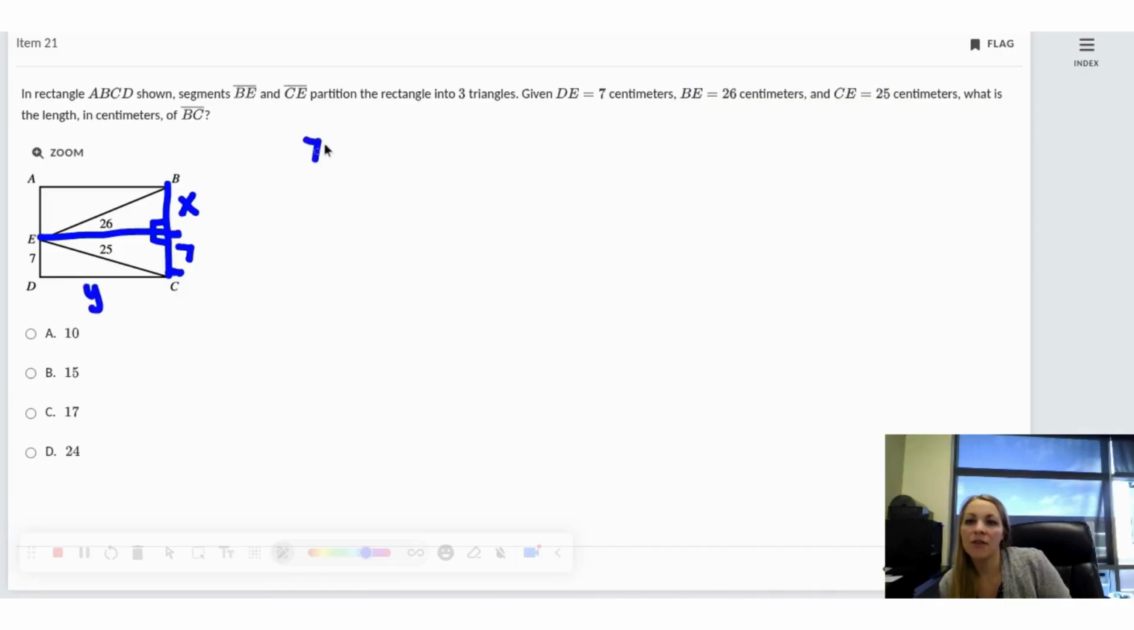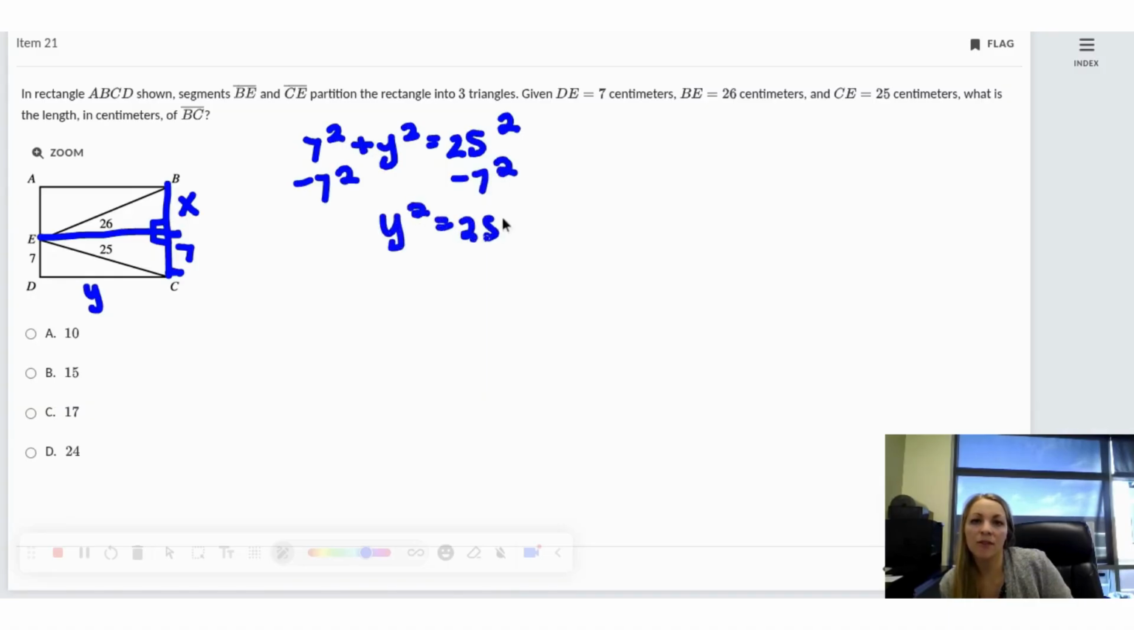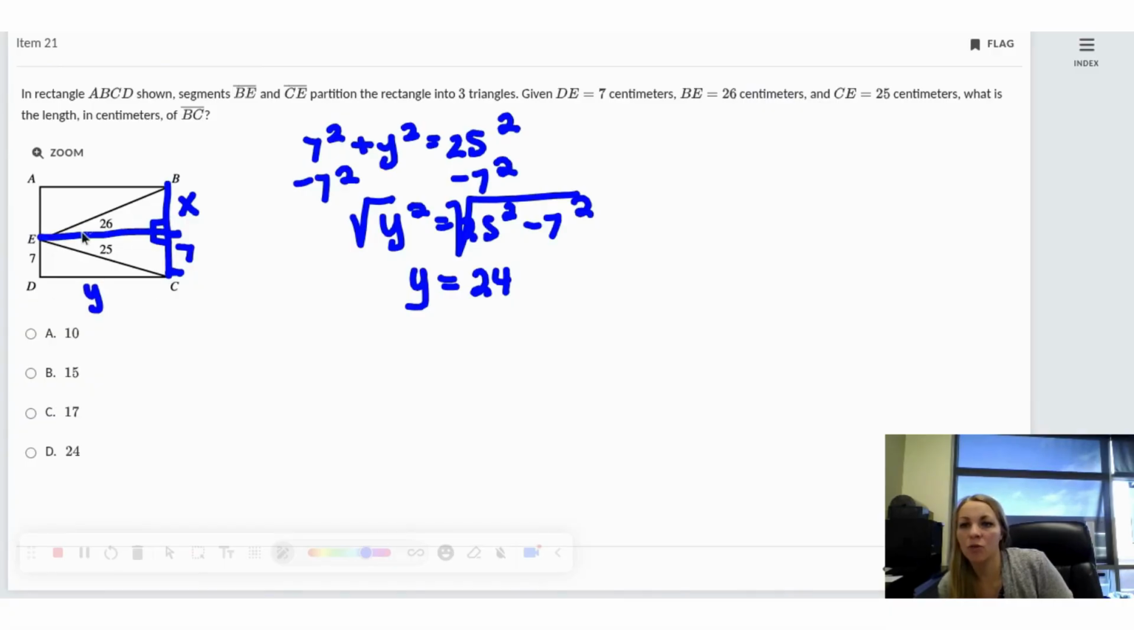So I'm going to do 7 squared plus y squared equals 25 squared. I'm going to subtract 7 squared from both sides to get y squared equals 25 squared minus 7 squared, and take the square root of both sides. The square root of 25 squared minus 7 squared is 24. So that's this length y here. It's also the length of the rectangle right here, or the height of this triangle.